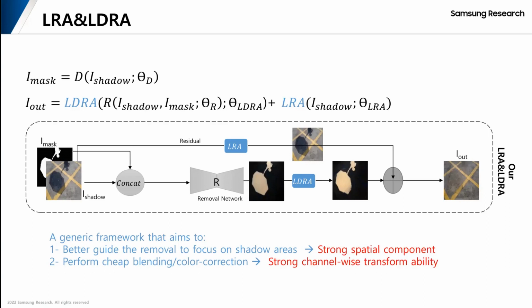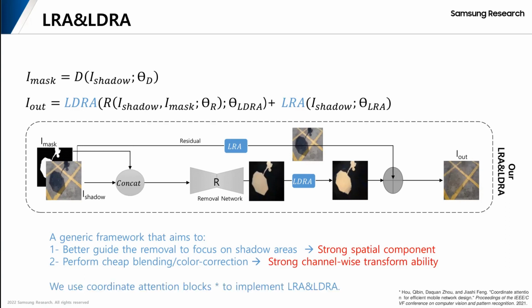We need LRA and LDRA to have a strong spatial component and a strong channel-wise transformation ability while being as lightweight as possible. To this end, we use coordinate attention blocks for both modules. Note that any function can be used to implement our modules, and we provide ablations on this in our paper.